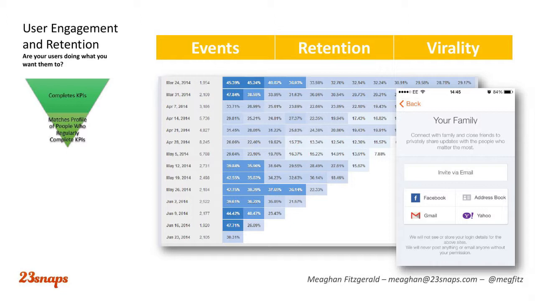The next 2 levels correspond to user engagement. And here you want to be looking to understand and track things like the events that people are completing in your app, the retention, how long are they sticking around, and the virality, how many people are they telling about your app or sharing your app with.